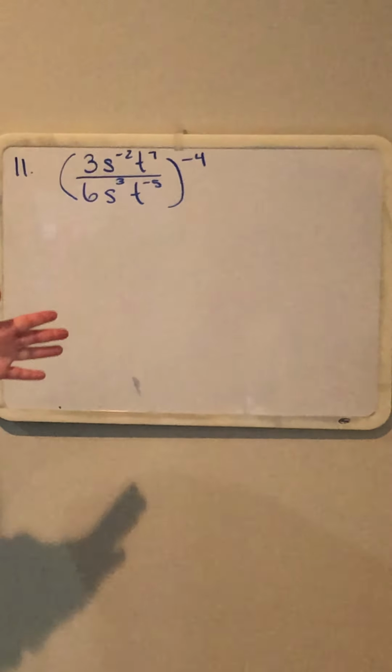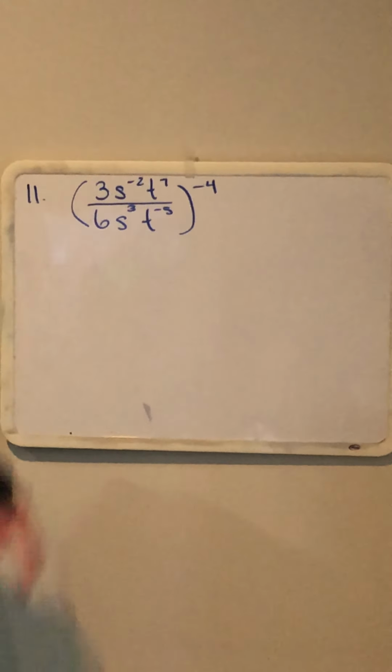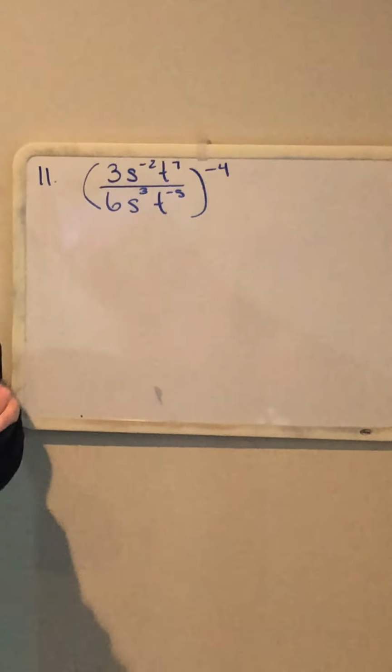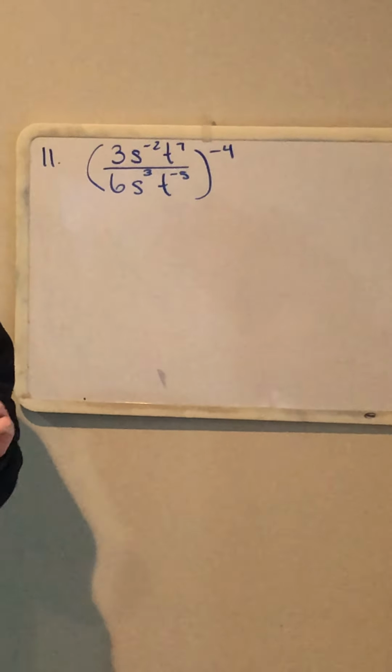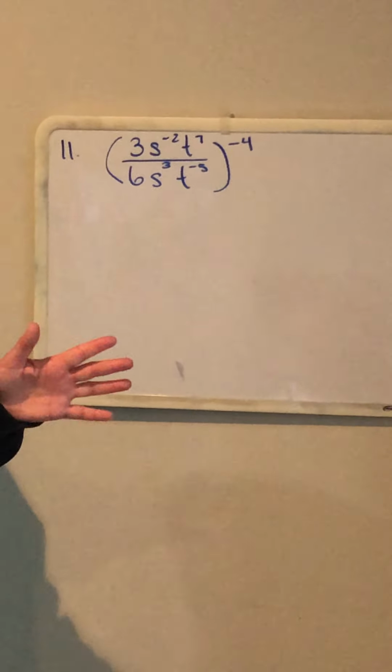Okay, so when I first look at this question, I think I want to simplify first. The reason is, if I raise 6 to the 4th power, it's going to be so big, I'm not going to want to deal with it. So I think reducing first is going to be a better choice here, and moving negative exponents.